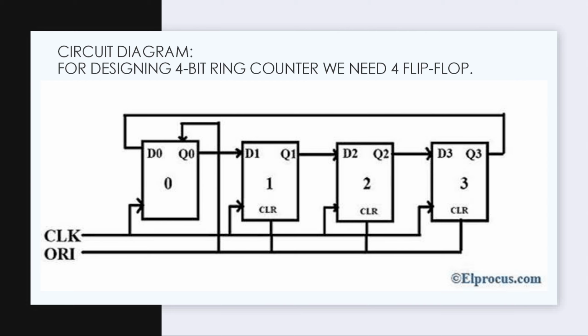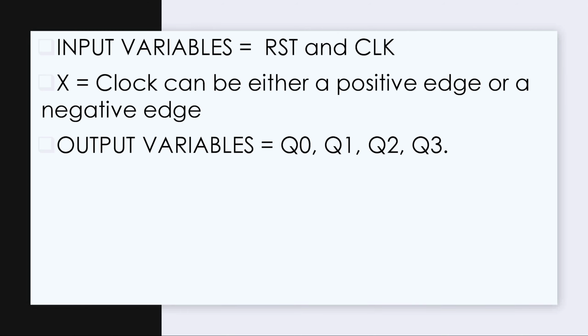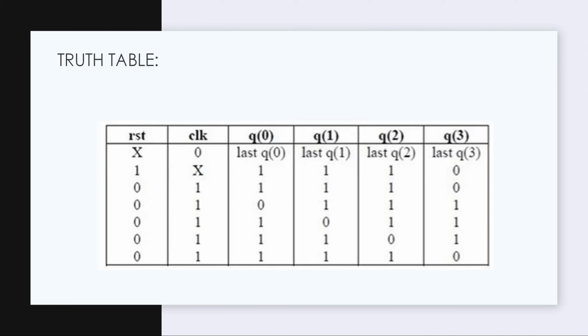Number of states in ring counter is equal to number of flip-flops used. Now we'll move on to the next slide. This is the circuit diagram for ring counter. For designing a 4-bit ring counter, we need 4 flip-flops. The input variables are RST and CLK. The clock can be either a positive edge or a negative edge. The output variables are Q0, Q1, Q2 and Q3. Now we'll move on to the next slide, and this is the truth table of the ring counter.